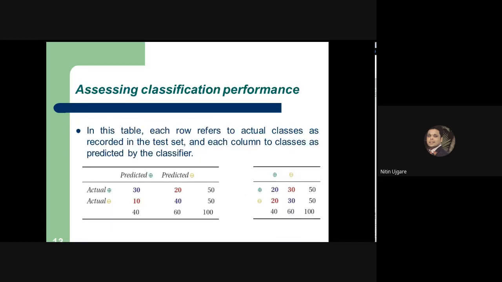This is the point where we need to look at the second subtopic, assessing the classification performance of your classifier. The classification performance is assessed using a concept called the confusion matrix, which is also called the contingency matrix. You can find it here, represented with this example.